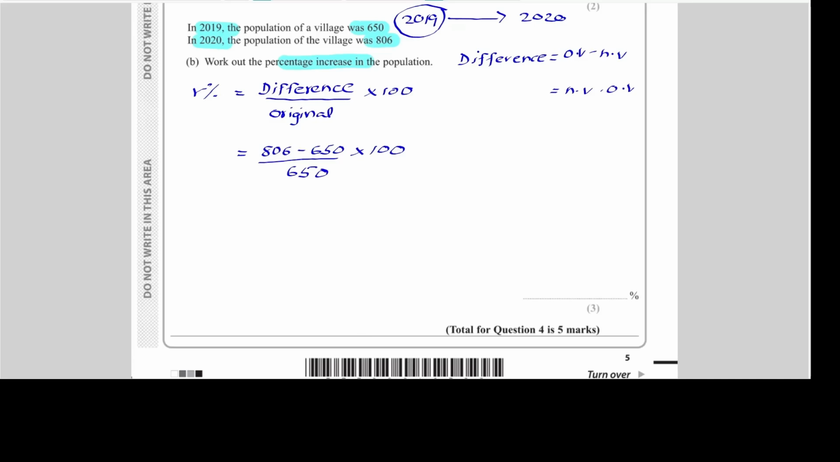806 minus 650 over 650 into 100 equals 24. So it is 24% the difference.